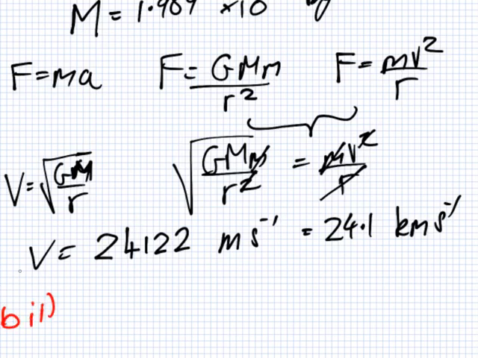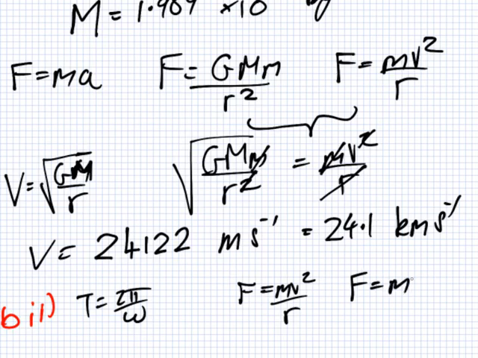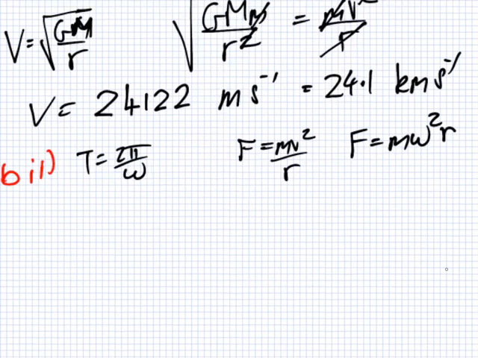What is the time? Well, we have T equals 2 pi over omega. Do we know the omega? Well, we could say you have F equals mv squared over R, and also F equals m omega squared R, to find the omega, to find the T.